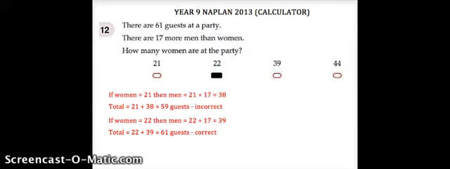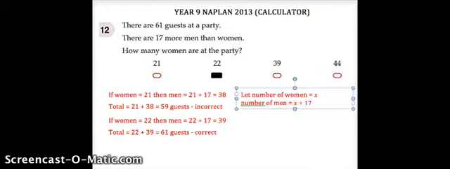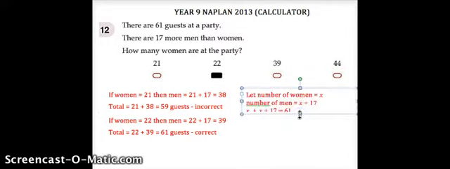Now, another method of doing this question would be to use algebra. We can let x equal the number of women. So therefore, the number of men will be 17 more, which is x plus 17. We can now write up an equation linking the number of men and women. So that means that x, which is the women, plus x plus 17, which is the men, equals 61.